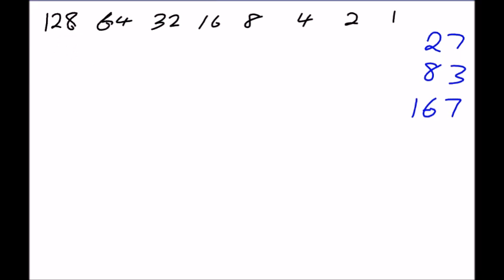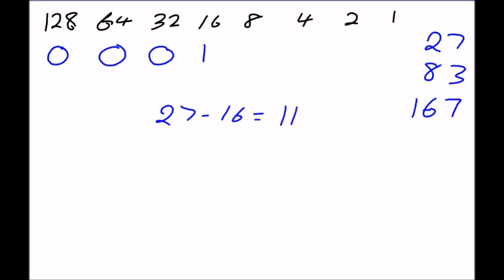So the number 27 requires no 128. It doesn't even require that, and it doesn't require that. But it will require a 16. And it leaves, because 27 minus 16 equals 11. So we're now looking at this position here. Does it need an 8? Yes, it does need an 8. And we're now left with 3. So that doesn't need a 4, but it needs a 2 and it needs a 1. So 27 is that pattern.